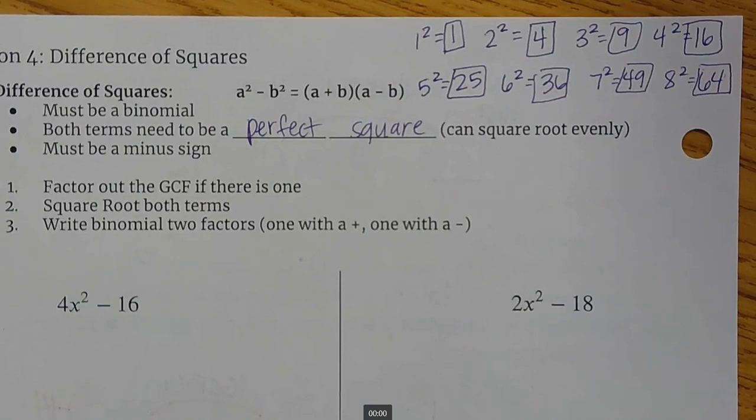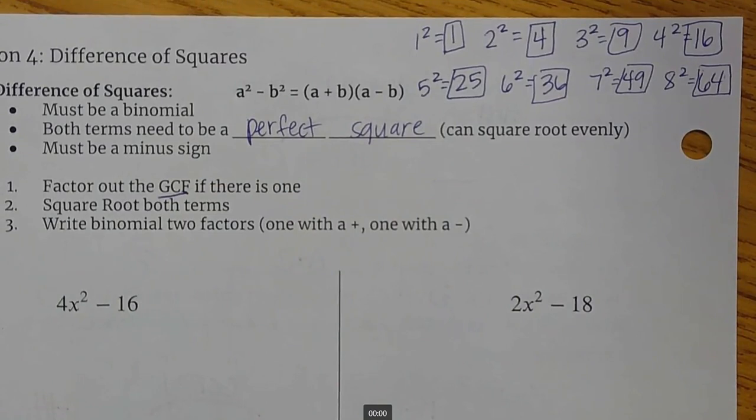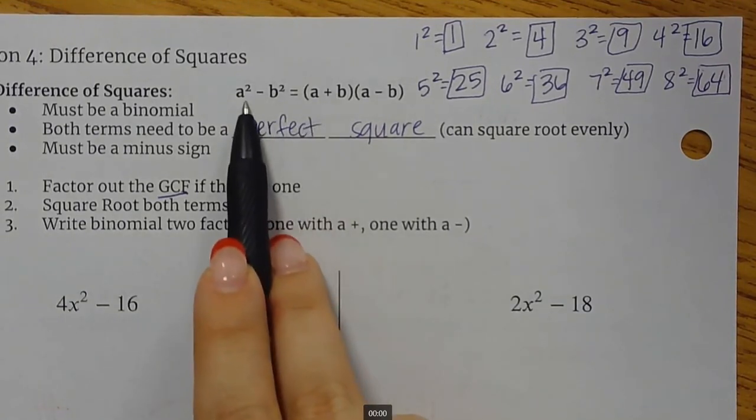Okay? So how we do this is first factor out that GCF. Now, that's what we always do. We always check, is there a GCF to factor out? That's what we do on the front page as well. Then we take both terms and take their square roots. And then we're going to write these 2 factors. And it's going to follow this right here.